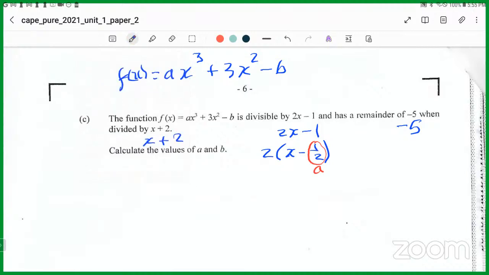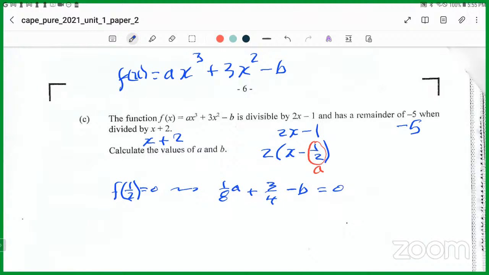That's one equation. F of a half is equal to 0. I'm going to put the half in this thing and equate to 0. Half raised to the power 3 becomes 1 over 8 times the a. Then put the half here, becomes a quarter. A half squared is a quarter. 3 times a quarter is 3 over 4. Minus the b, this is all equal to 0.